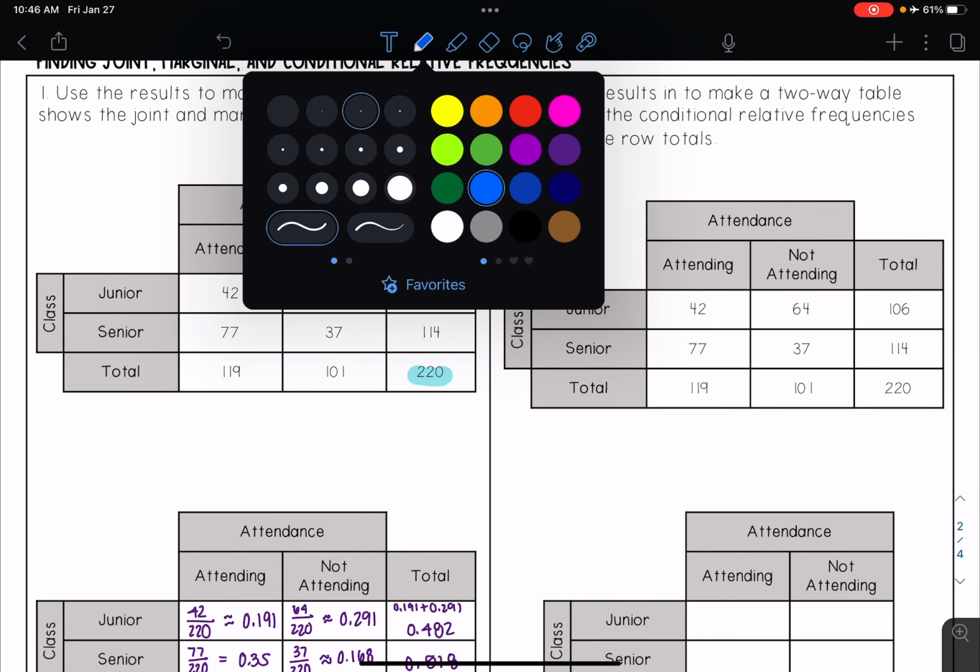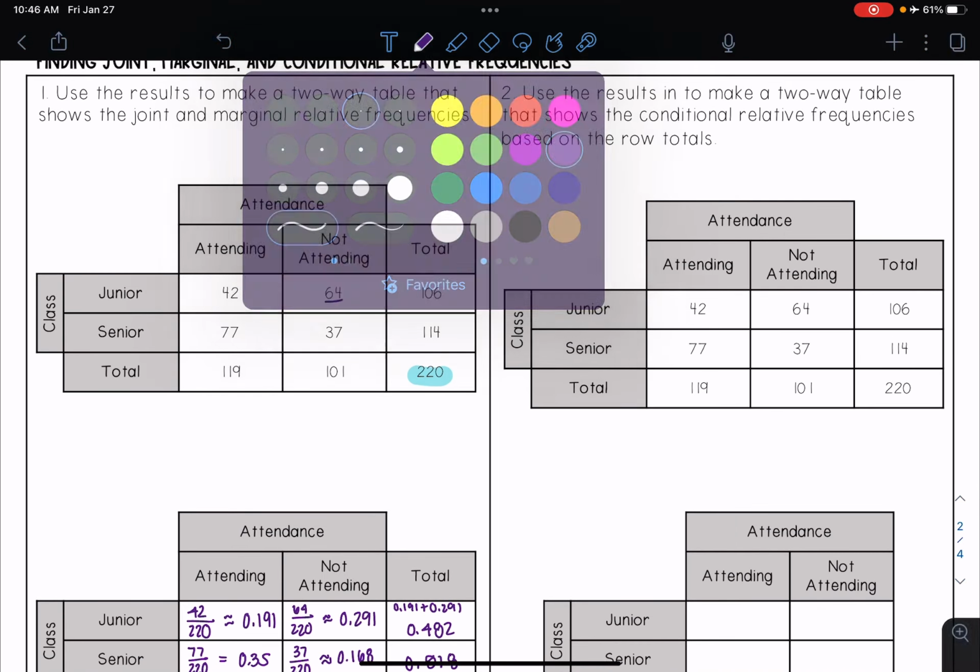Okay, and then the second part kind of goes along with number 1, and that says to use the results to make a two-way table that shows the conditional relative frequencies based on the row totals. So now I'm going to use what I found in this first problem, these values, and find the conditional relative frequencies. Now I'm going to do it based on row totals.